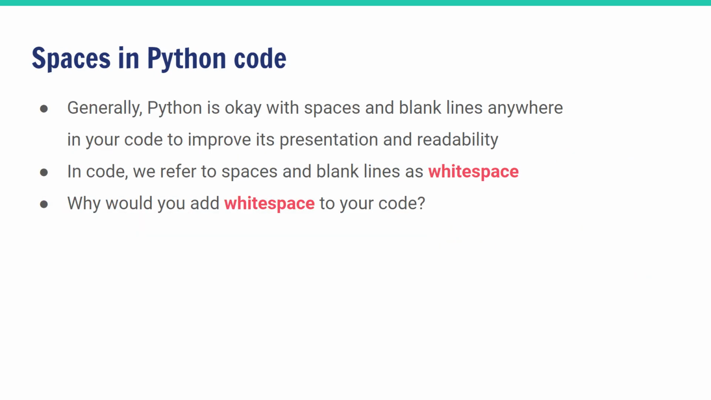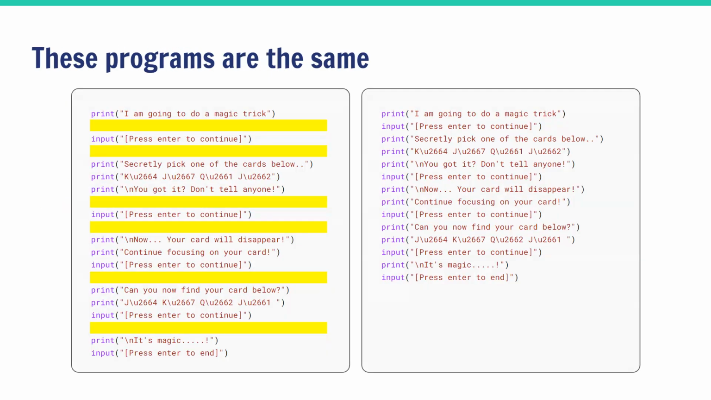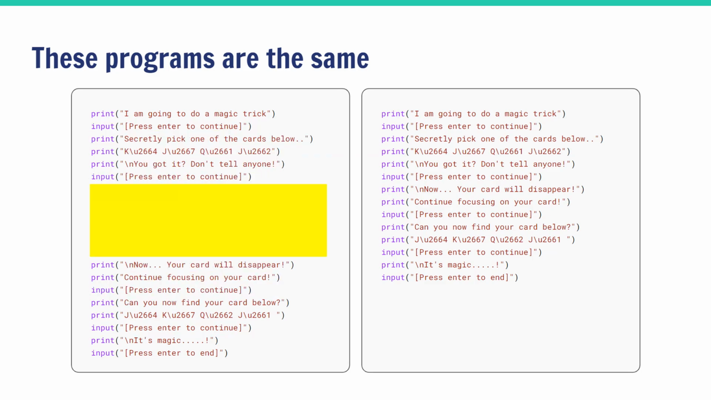Well, it turns out that Python is okay with having spaces in between the lines of code. So you can take that and squish it all together and that would work, or you could insert a whole bunch of different spaces in between the lines of code and that would work as well.